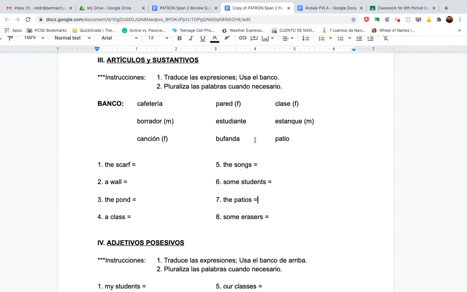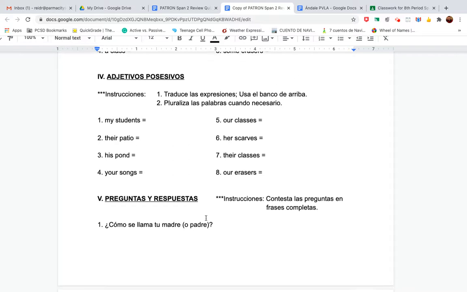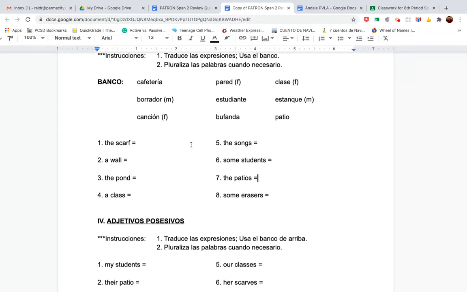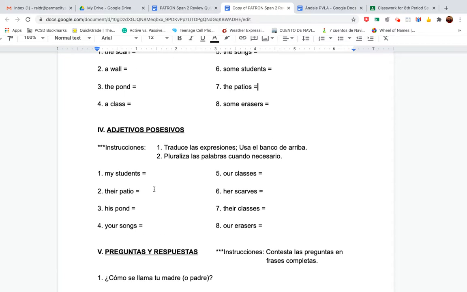Now you're going to use the same bank for this section too. My students. You scroll up here. What students? Okay, you're going to make that one plural, etc. Okay, this is all review stuff here.